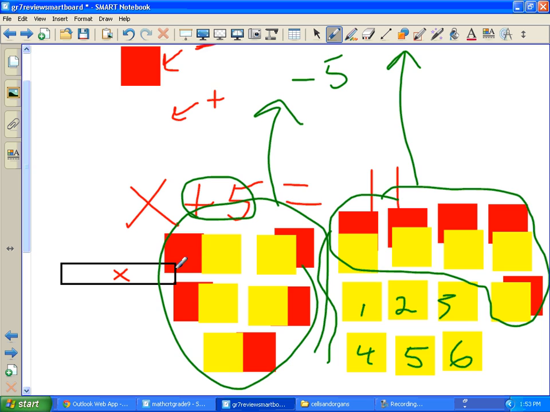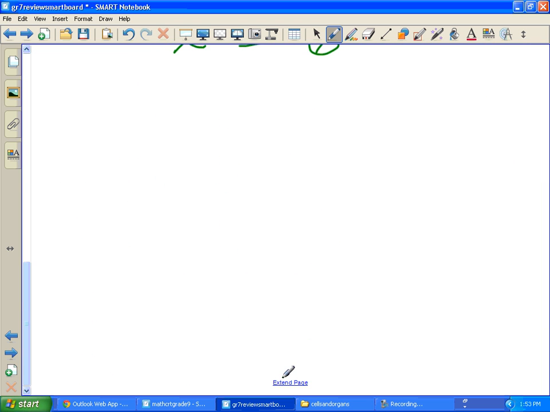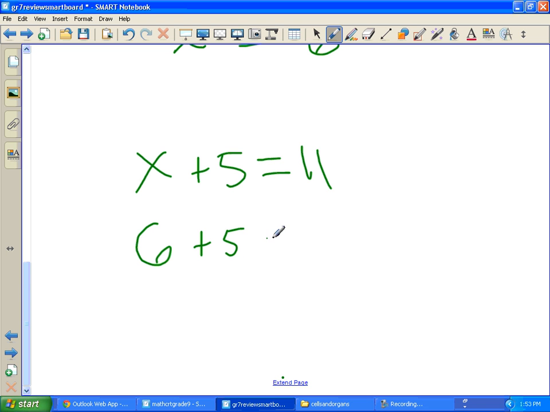Okay? So our original equation was x plus 5 equals 11. So let's test it. x plus 5 equals 11. And we said 6 was our x. So 6 plus 5 equals 11. And of course, both sides now equal 11. So we know it's correct.